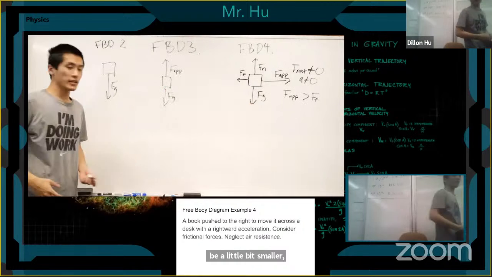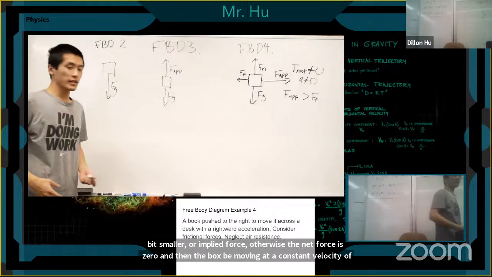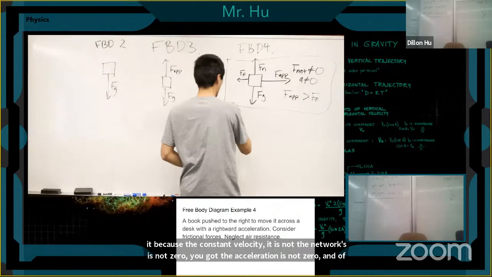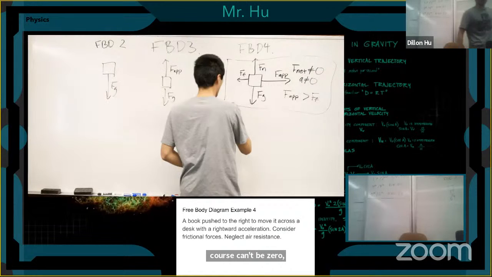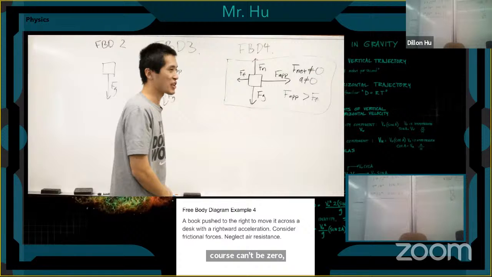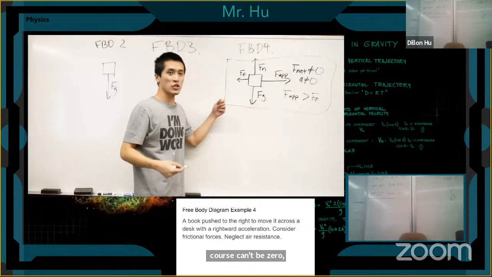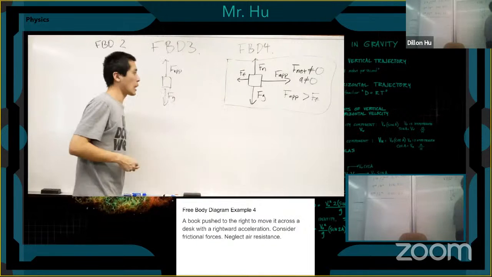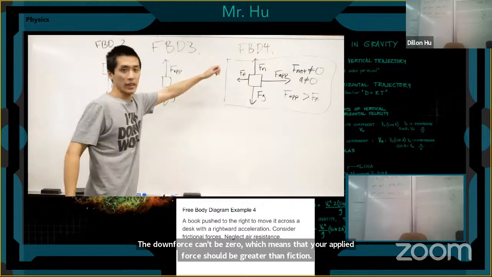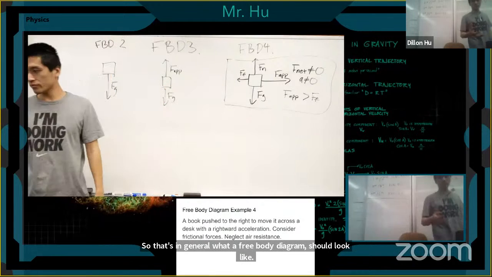So that's in general what a free body diagram should look like. I'm hoping that this isn't too complicated. The principles behind this are not too challenging. The hardest part is identifying which forces are where, and identifying how big each force should be.